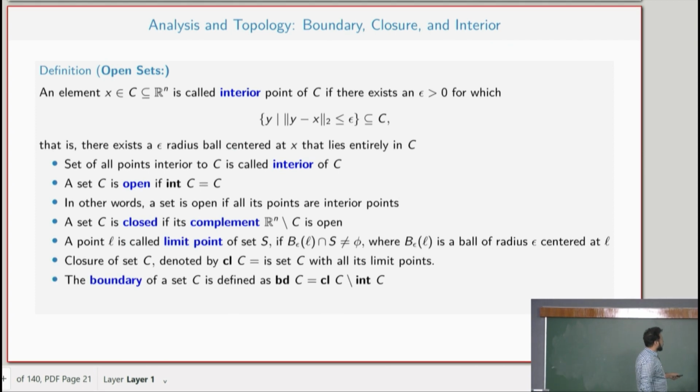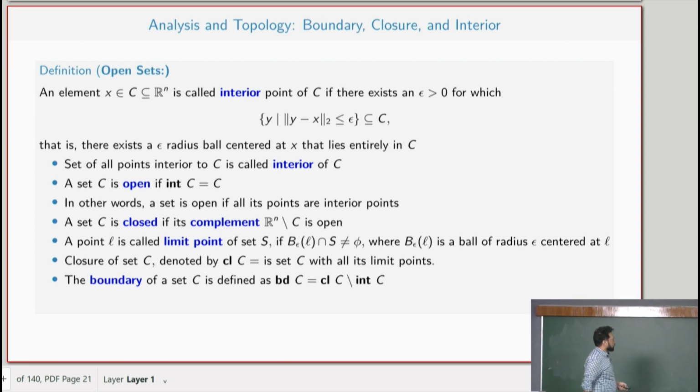And then we can also define a limit point of a set. A limit point of a set is defined as follows: when you take an epsilon ball, so B sub epsilon of L means an epsilon ball centered at the point L, and if you intersect it with S, then it's non-empty. So it means that whenever I draw an epsilon ball around L and intersect it with a given set, it's always non-empty. However small the ball is, that's the point here.